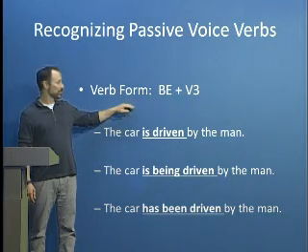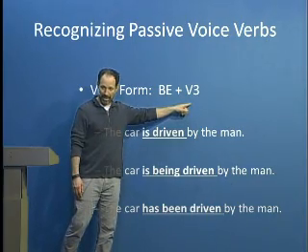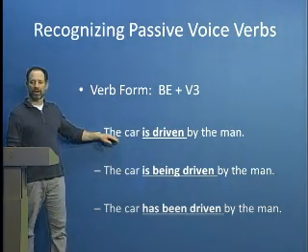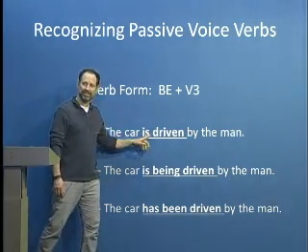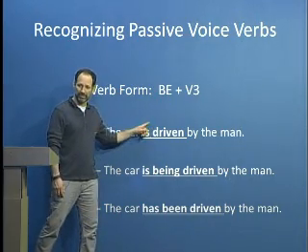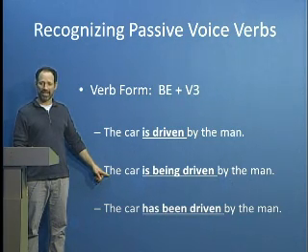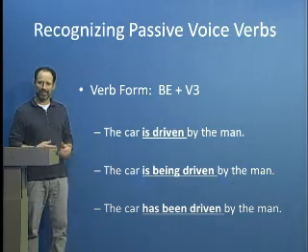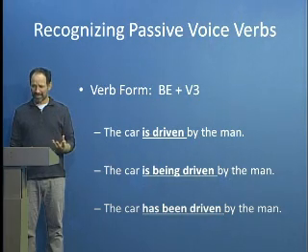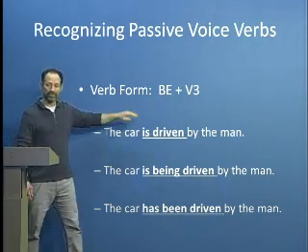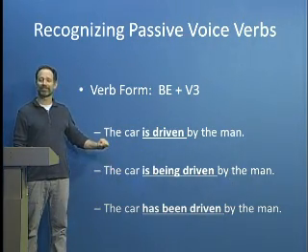Let's look at some more examples of the verb form with be, some form of be plus the V3, the past participle. Here, the car is driven by the man, that would be present simple, because I have the present simple form of is. The car is being driven by the man. In this one, I have is and being. That would be the present progressive form of the verb be. So that would be present progressive passive.